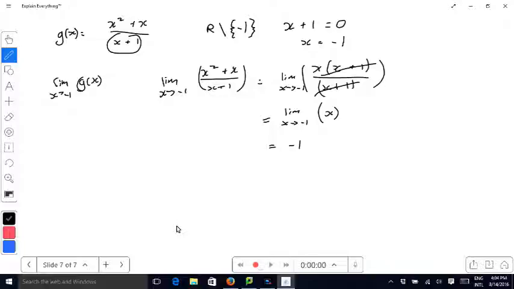Part 3, explain why the function is not continuous at minus 1. So the domain of the function is all real numbers except for minus 1. So g of minus 1 does not exist. Therefore, it's failed one of the conditions, as we said, for continuity. We can't sub in minus 1 into g, so it is not continuous.